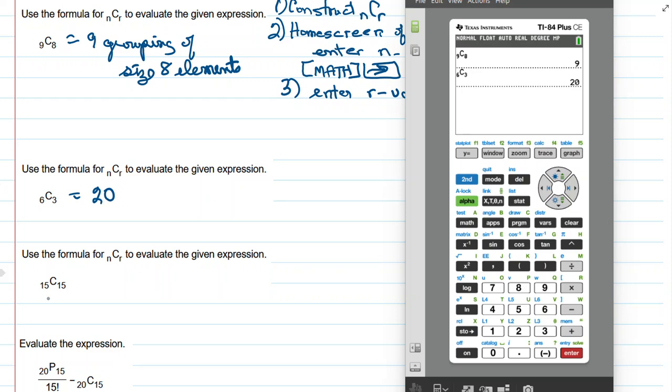Now this one's interesting. What do you think the answer is? Well, if we have 15 elements and we want a combination of 15, well, that means I'm going to get a 1. But we want to see what the calculator says because some of you are driven by using the calculator, and we have to prove it. We come from Missouri. So there it is, 1.